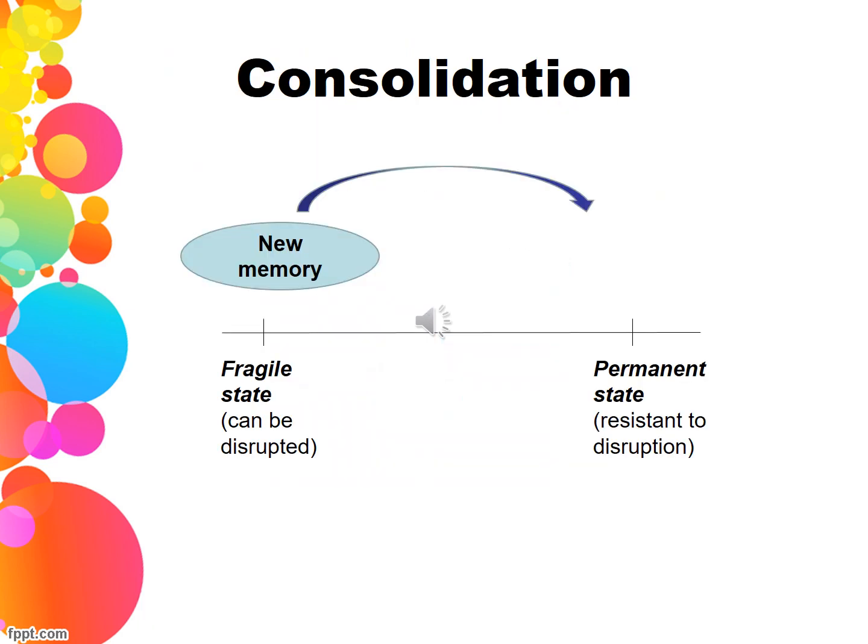Now we come to the third part of today's lecture. It is consolidation. It can be defined as the process that transforms your new memories from a very fragile state, in which they can be disrupted and modified easily, to a more permanent state which is more resistant to disruptions. So how can it actually happen? How could it happen in our mind?